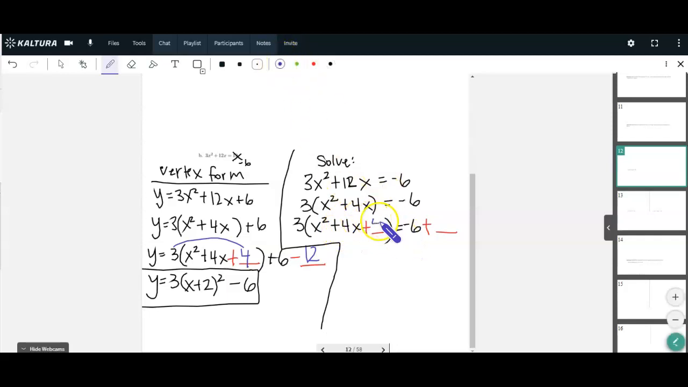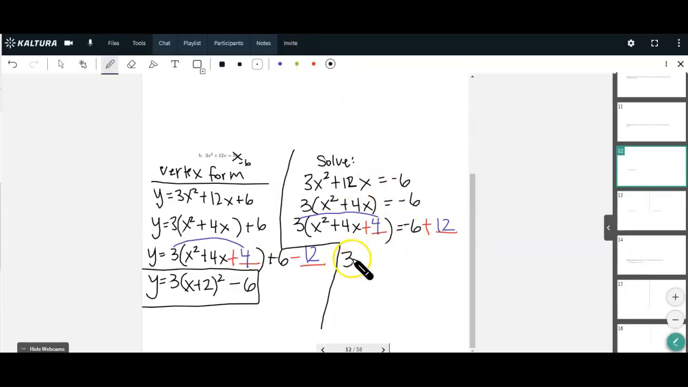All right, so same thing, half of the middle term is 2, squared is 4, so 4 goes in my blank here. But then remember, it's not really 4 that I added to this side of the equation. I did 3 times 4. So 12 needs to be added to the other side. All right, now let's simplify this a little bit.